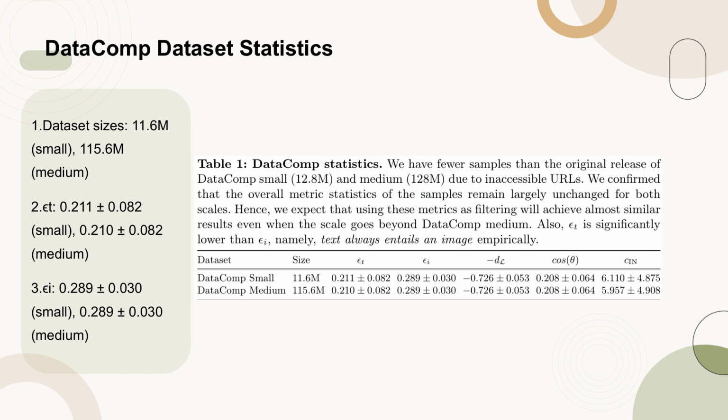Table 1 presents the statistics of the DataComp dataset, which includes fewer samples than the original release due to inaccessible URLs. The table shows that the overall metric statistics remain largely unchanged for both small and medium scales. Key metrics include the dataset sizes, T, text entailment, and I, image entailment. Notably, T is significantly lower than I, indicating that text always entails an image empirically. This suggests that using these metrics for filtering will yield similar results even when the scale exceeds DataComp medium.